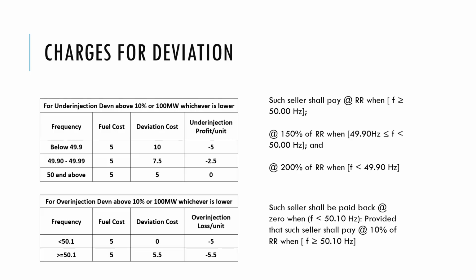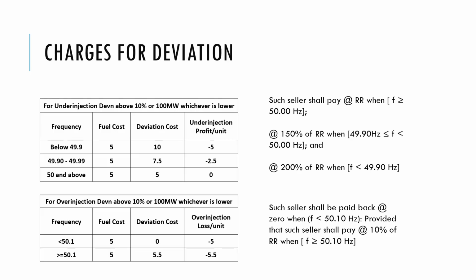That's the one thing which is uncertain. It may be done because the grid doesn't want you to deviate from the schedule. Your basic job is to run at the schedule. It's their job to maintain the frequency. The second scenario is that if the frequency is above 50.10 and a generator over injects, then he has to pay a 10% penalty for the amount which he is over injecting. That is, he has to pay a penalty of 5 rupees 50 paisa, and his fuel cost is 5 rupees, so the total loss would be 5 rupees 50 paisa. So basically a 110% loss.